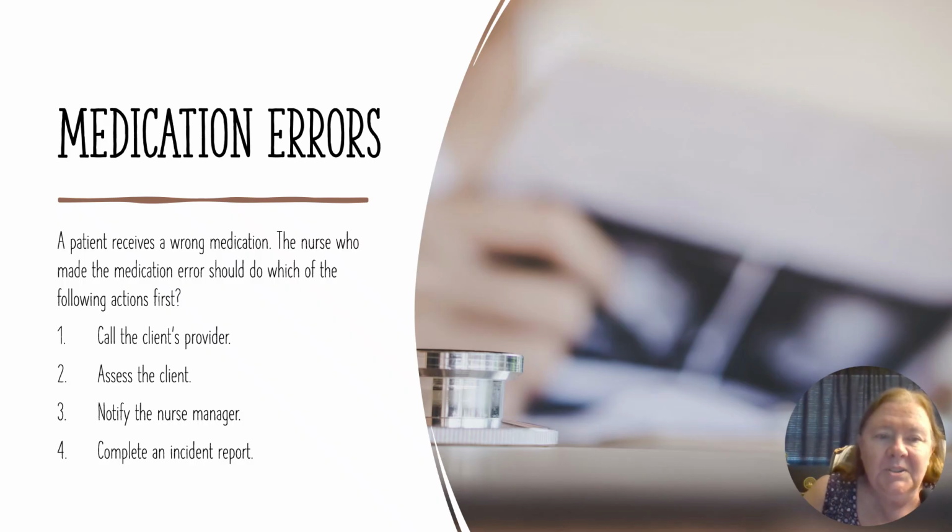Okay, let's go back to this test question. So the patient has received a wrong medication. That's a very serious medication error. What's the priority that the nurse should do first? What would the nurse do first? And the correct answer is, from the clues I gave you, you should have figured it out. Number 2, assess the client. That is always the first thing you're going to do with a medication error. Okay?